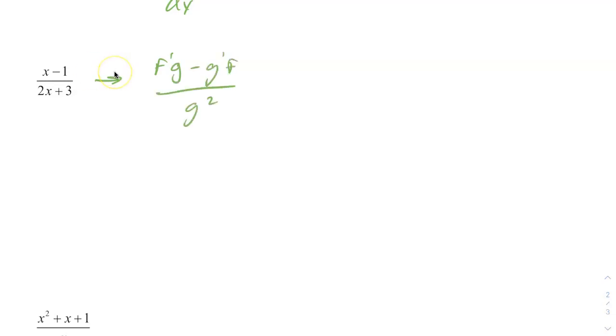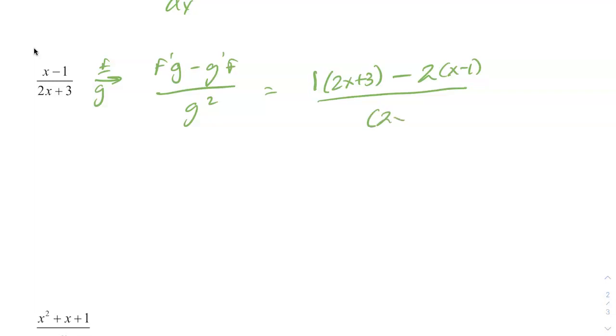Right, so if I have an f over g, the derivative of the top goes first, times the bottom, minus the derivative of the bottom times the top, all over the bottom squared. So here's my top. The derivative of the top is 1 times the bottom left alone, minus the derivative of the bottom, which is 2 times the top left alone, all over the bottom squared. Like that.